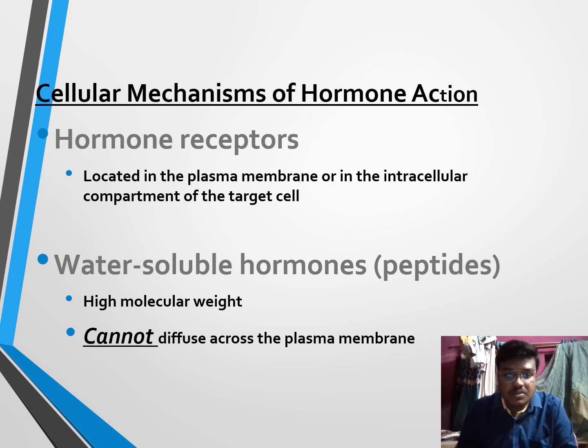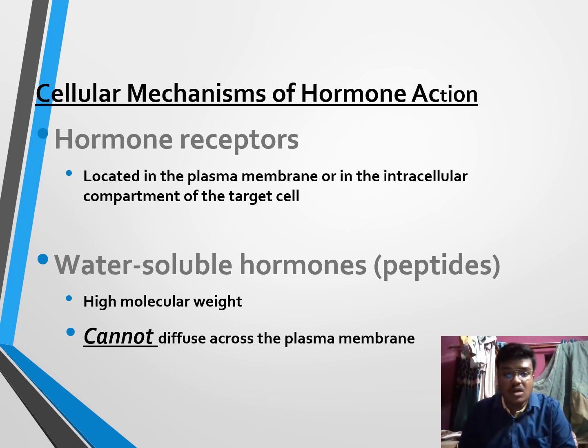The hormone receptors are of two types. One is located in the plasma membrane, called the membrane receptor or extracellular receptor, and another is located in the intracellular compartment of the target cell, that is either a cytoplasmic receptor or a nuclear receptor. The hormones are also of two types: water soluble hormone, that is peptide hormone, and lipid soluble hormone, that is steroid hormone.